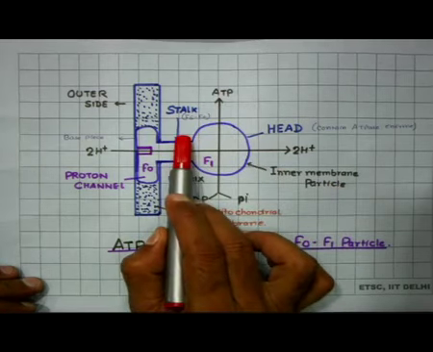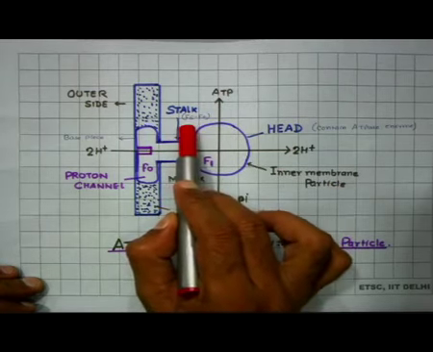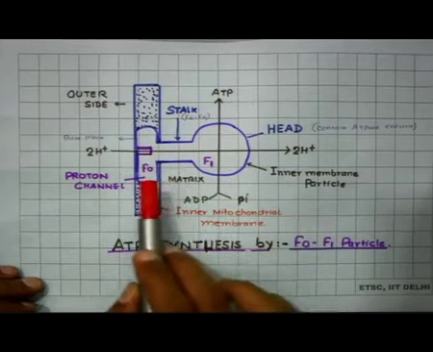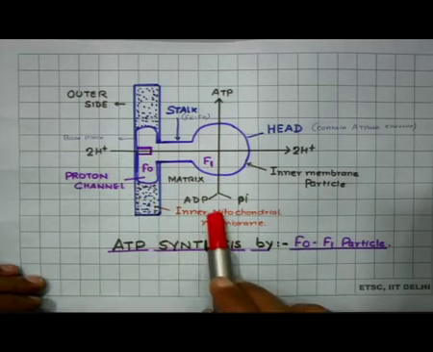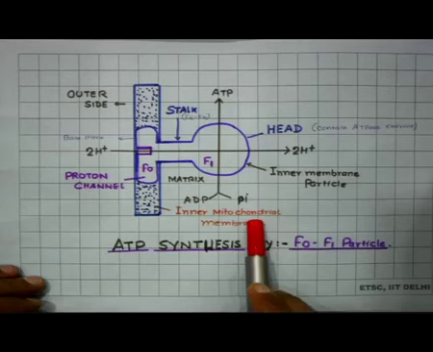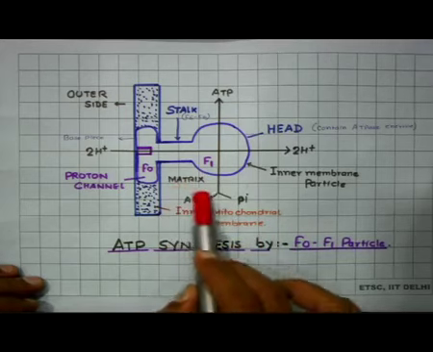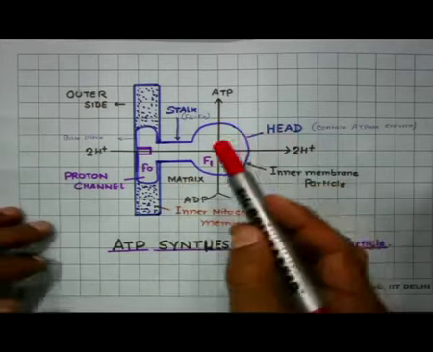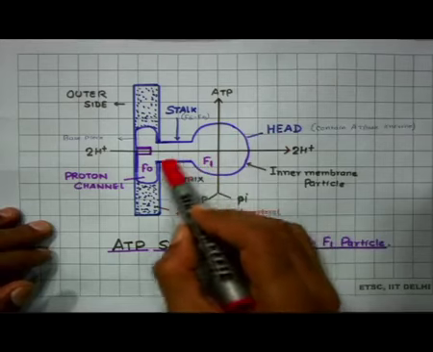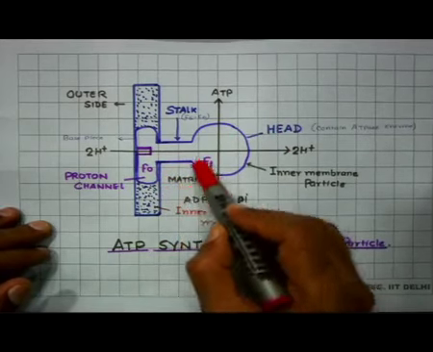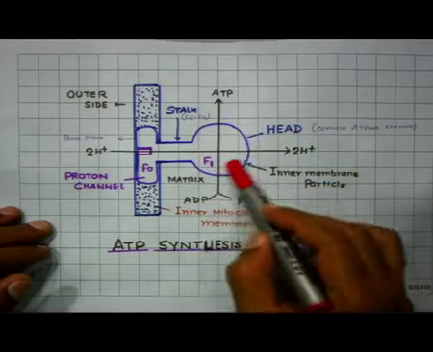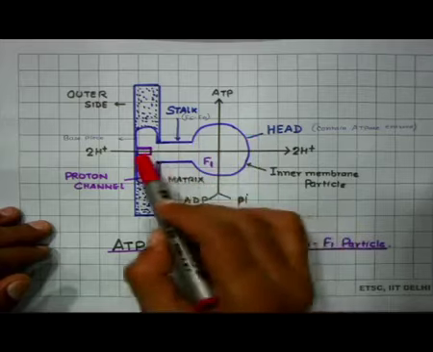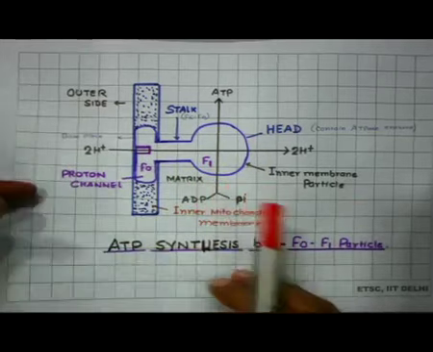This one is the stalk, made by F5 and F6, and the base is called F0. This is the inner mitochondrial membrane, here is the matrix. So all the enzymes for the Krebs cycle are present here, which we will discuss. The matrix contains all the enzymes for the Krebs cycle, and the oxidative phosphorylation or electron transport chain is present in the matrix as well as in the oxysome.